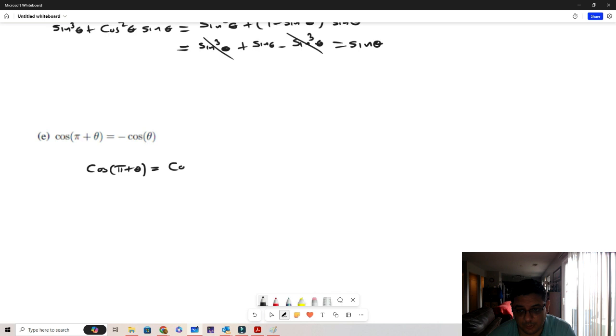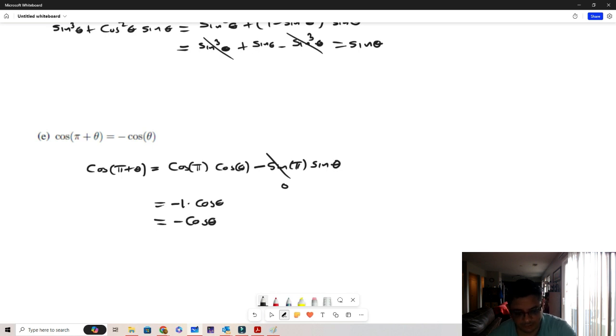And so this is going to be the cosine of the double angle. So cosine of pi times cosine of theta, and then minus, because that's what the formula says, sine of pi times sine of theta. Now notice sine of pi is 0. So this goes away, and this whole thing becomes 0. And cosine of pi is minus 1. And so I'm left with minus 1 times cosine of theta. And this is minus cosine of theta. So as you can see, a very simple identity.